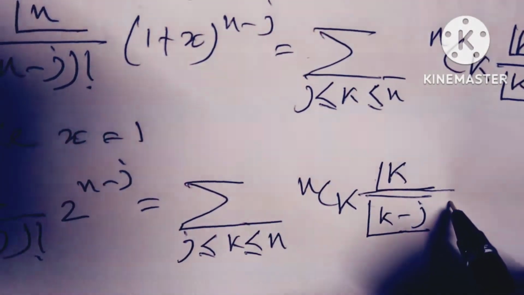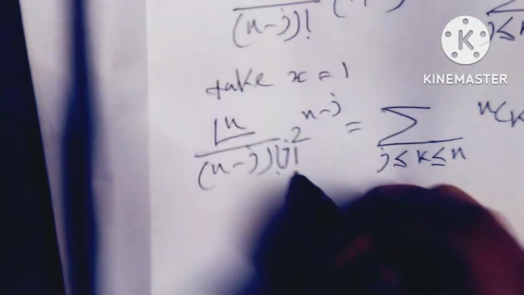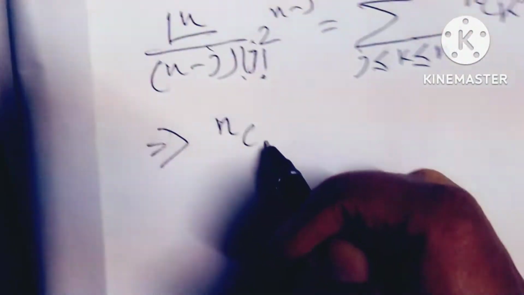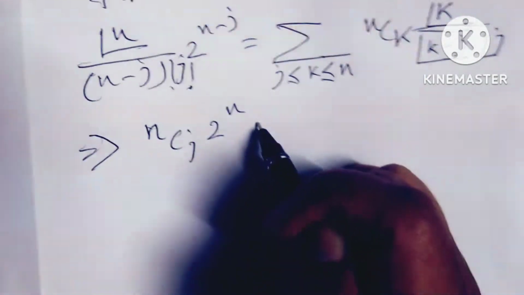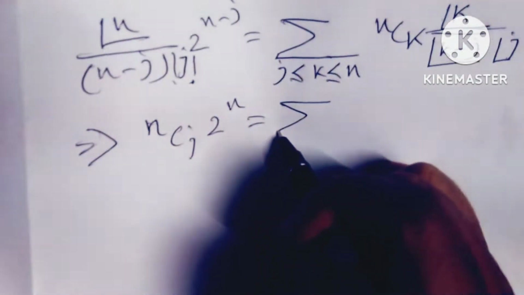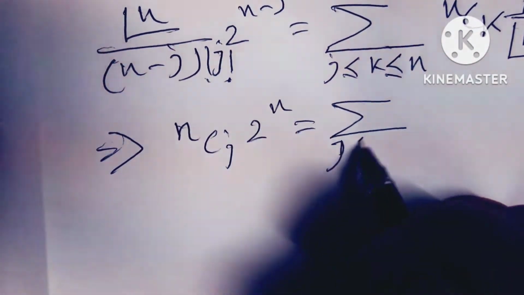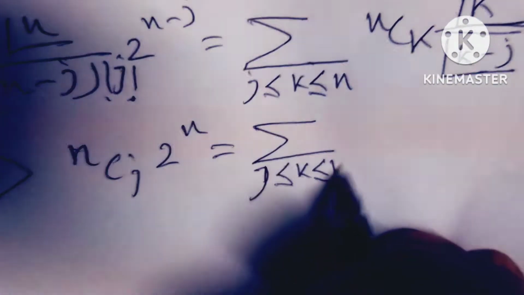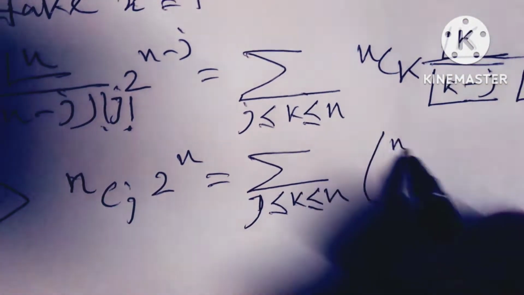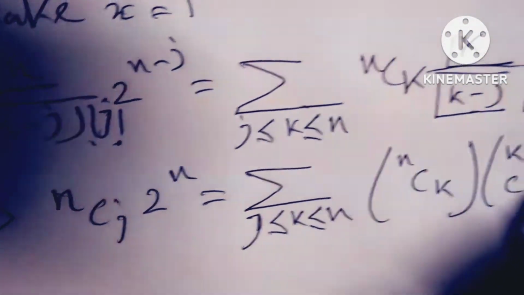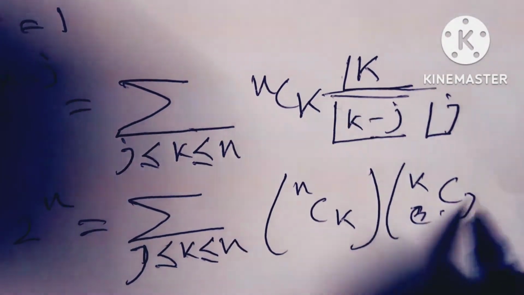Now we can multiply both sides by j factorial. Now we get C(n,j) 2 to the power n minus j equals summation over j less than or equal to k less than or equal to n of C(n,k) and C(k,j).